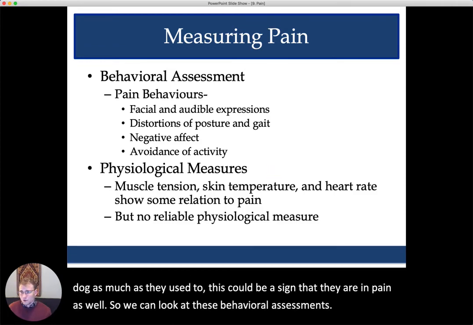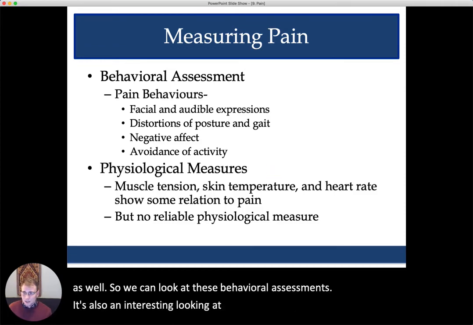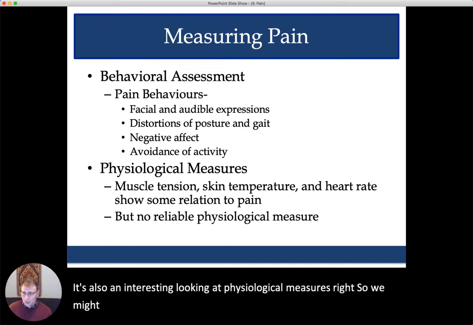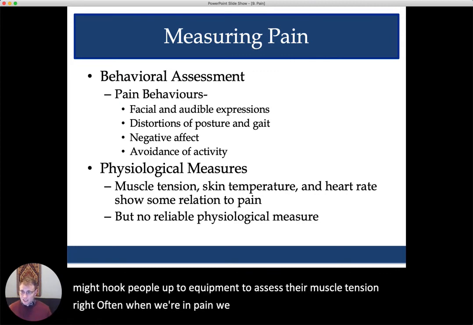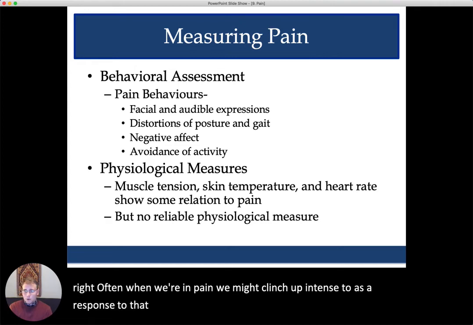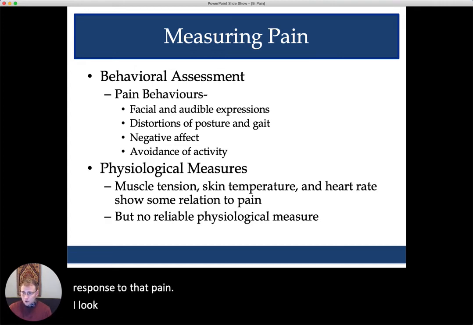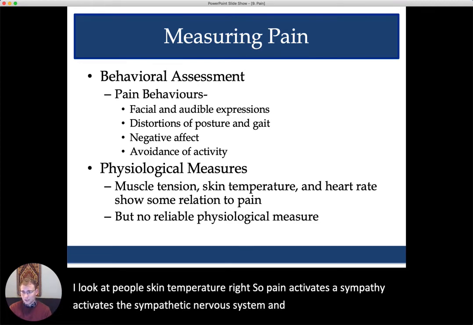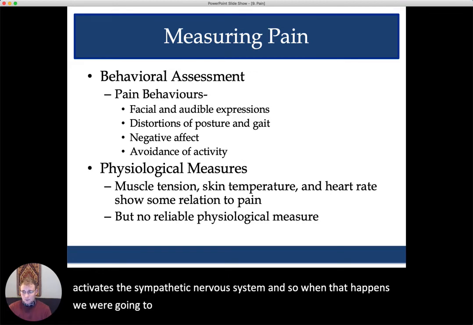There's also an interest in looking at physiological measures, right? So we might hook people up to equipment to assess their muscle tension, right? Often when we're in pain, we might clench up and tense as a response to that pain. We might look at people's skin temperature, right? So pain activates the sympathetic nervous system, and so when that happens, we're going to increase our energy output, and so our skin temperature is going to rise, and so we could measure that.